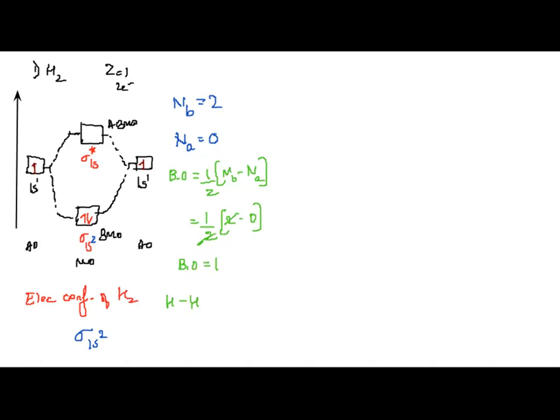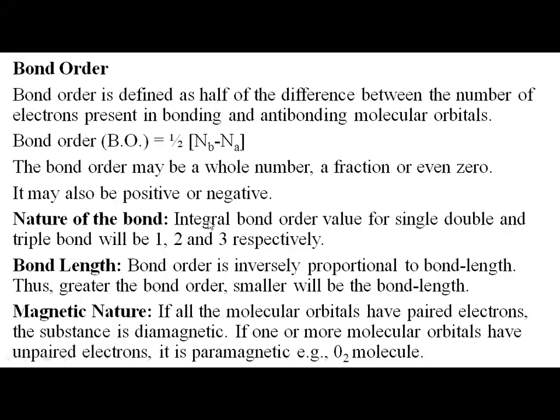Even you can speak about the magnetic properties. The nature of the bond: integral bond order values for single, double and triple bonds will be 1, 2 and 3 respectively. So if the bond order is 1, it is a single covalent bond. Bond order 2, double covalent bond. Bond order 3, triple covalent bond. Bond length: bond order is inversely proportional to bond length. As bond order increases, the bond length decreases. Thus, the greater the bond order, the smaller the bond length.